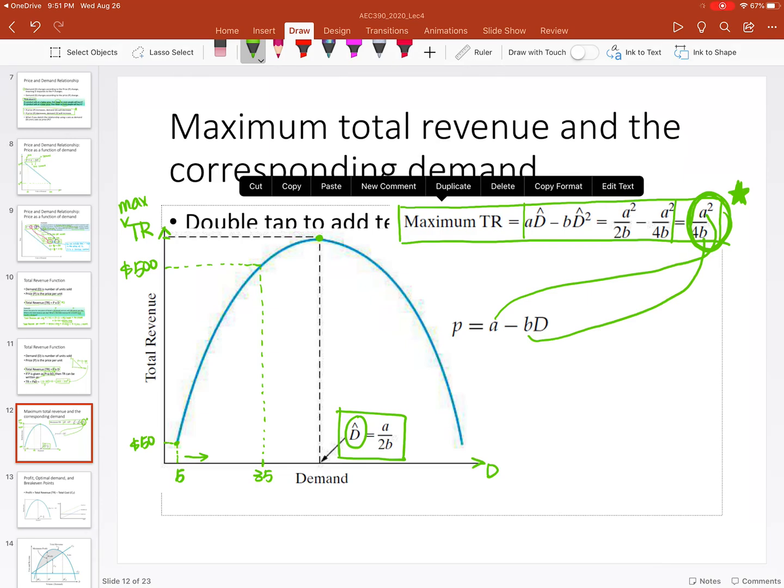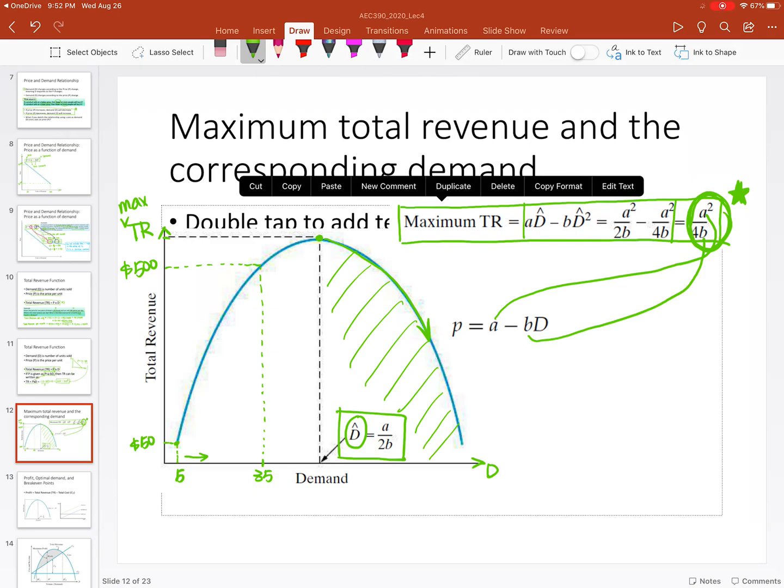Okay, and somebody might be interested in why, after the D hat in this area, whenever we sell more, our total revenue becomes smaller, not even higher, right? Why is the line going down like this? Why don't we just sell more and more and more?